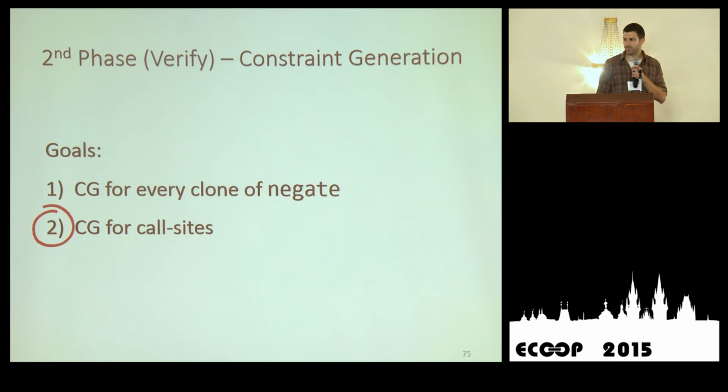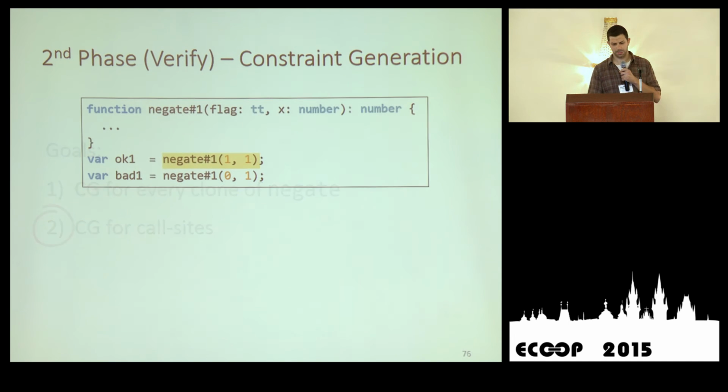So moving on to the constraint generation for the call sites. This is also straightforward. We're just going to see the case for the calls to negate1, so for the first clone of negate. In particular, OK1 and bad1. So in this case, we are calling negate1 with 1 and 1.